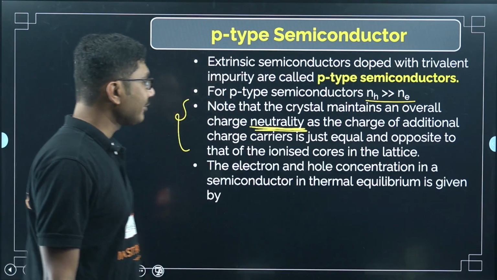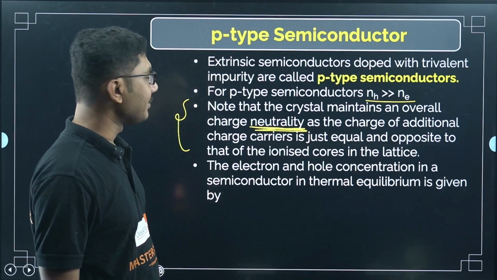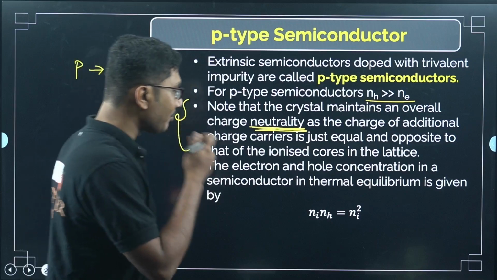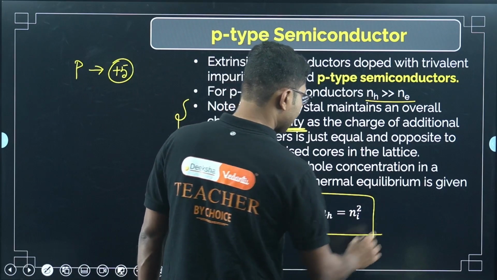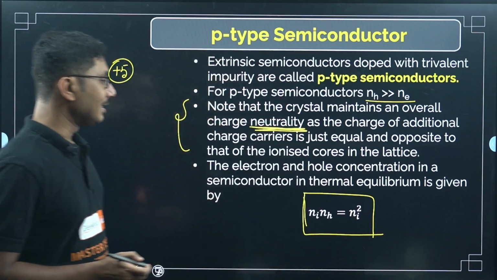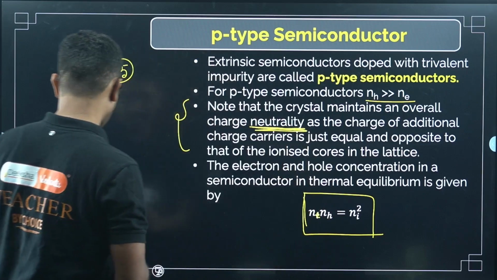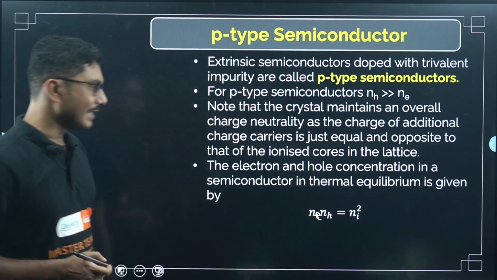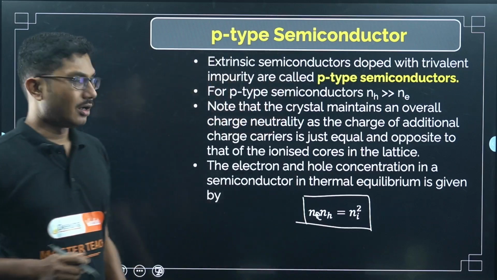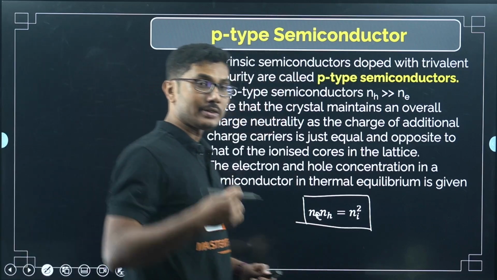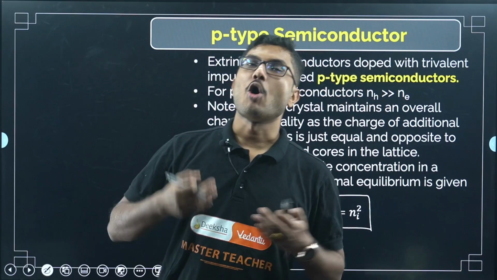Now the electron and hole concentration in a semiconductor in thermal equilibrium is given by a very important relationship in a doped semiconductor: Ne times Nh equals Ni square. Now what is Ne? Ne is the electron concentration when you have doped, and Nh is the hole concentration. It is valid for both n-type and p-type.